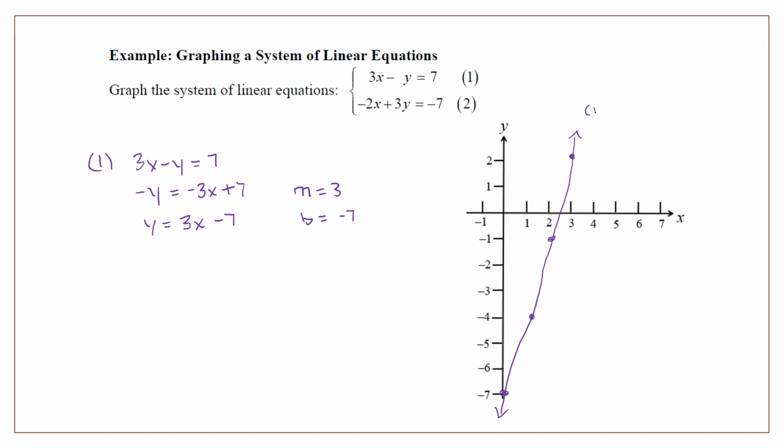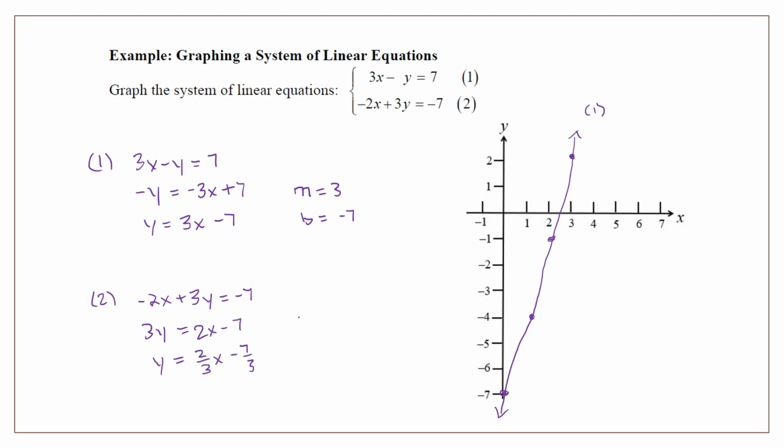Okay, and that is equation 1. For equation 2, we're starting off with negative 2x plus 3y equals negative 7. I'm going to add 2x to both sides, then divide everything by 3, so all terms by 3.